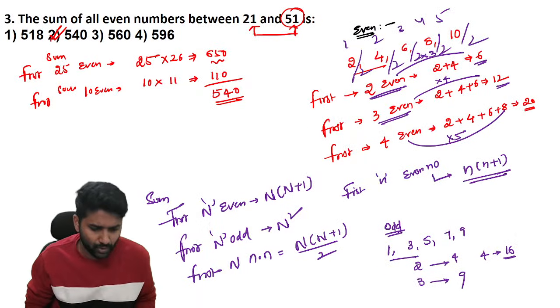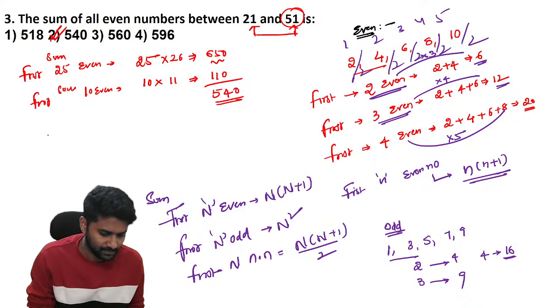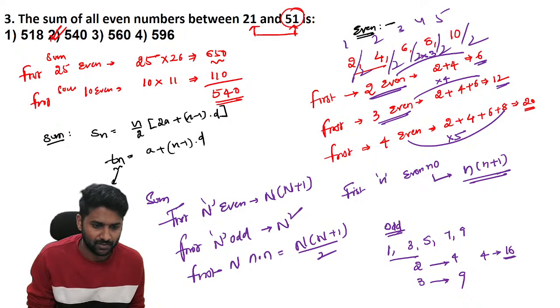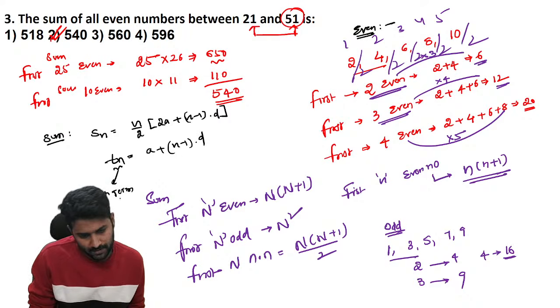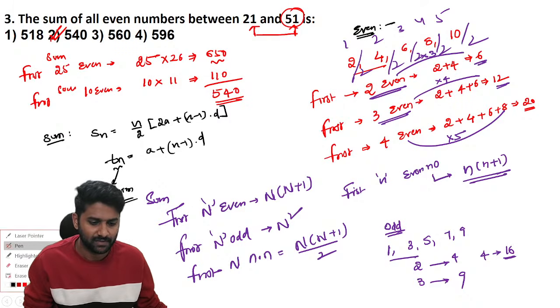Otherwise, you can use the progression concept also. In progression, the sum formula is S of n equal to n by 2 into 2a plus n minus 1 into d. If you are interested, you can derive the formula. For finding the number of terms, Tn equals a plus n minus 1 into d, where Tn is the nth term. If you are interested, you can apply the progression concept also. But you have to remember these two formulas to solve these kinds of questions.